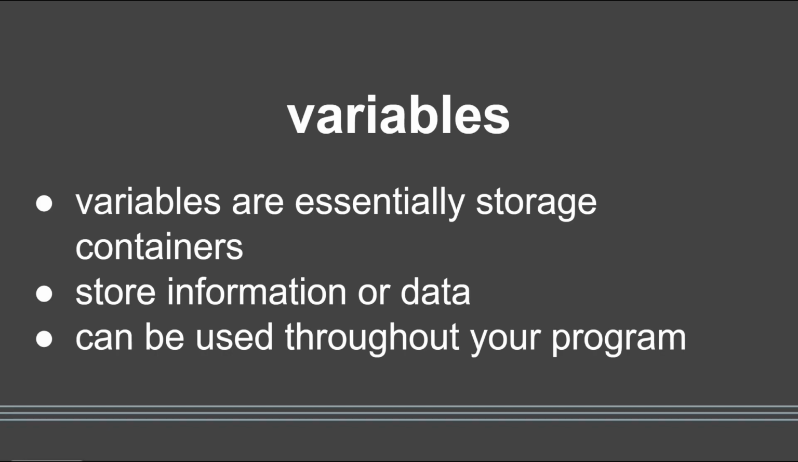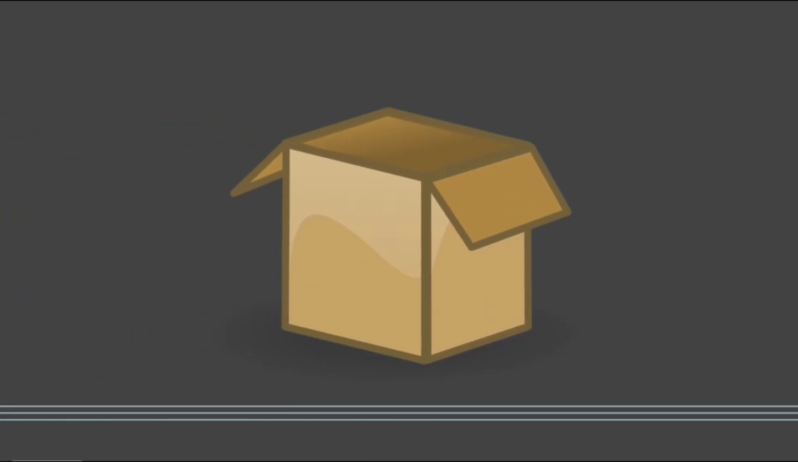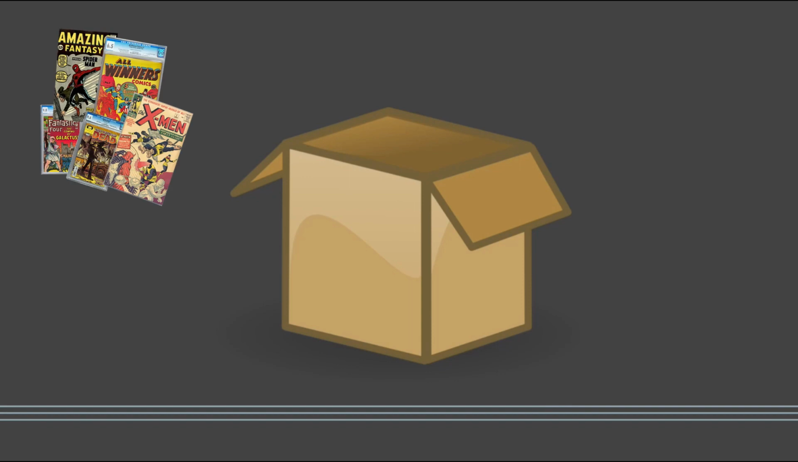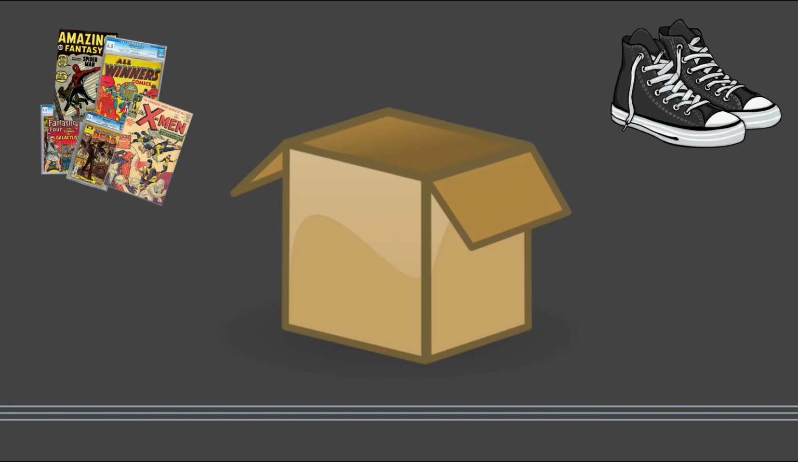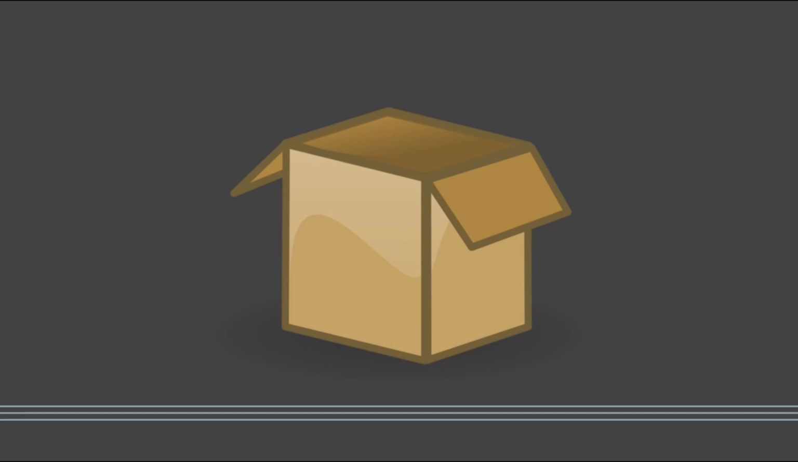For example, let's take a look at this box. A box like this, in real life, is made to hold or store various items. So we can store our favorite comic books, sneakers, or even video games. Usually, what we should always do is label the box. That way we know where our stuff is later and what our box is actually holding.